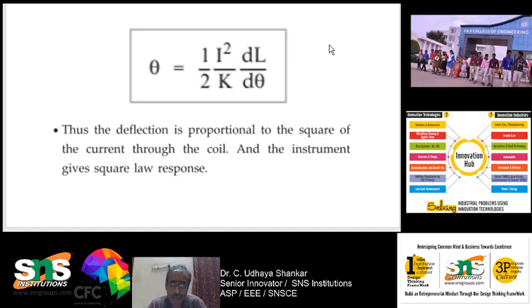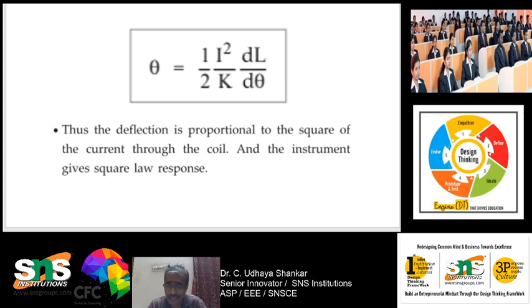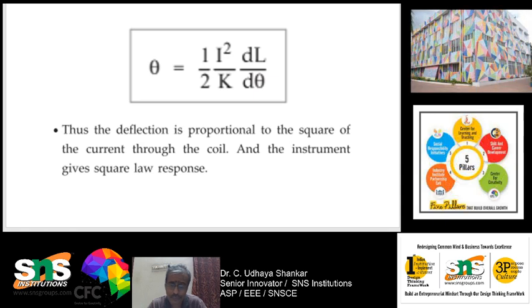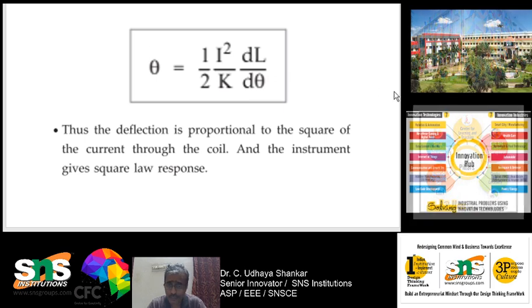So this is a very important concept. In most of the books they say that the moving iron instrument can be used for both AC and DC. Normally it is used for measuring AC, but it can be used for measurement of DC also. For DC, they prefer the MC instruments, because MC instruments are very accurate when compared to MI instruments for DC.